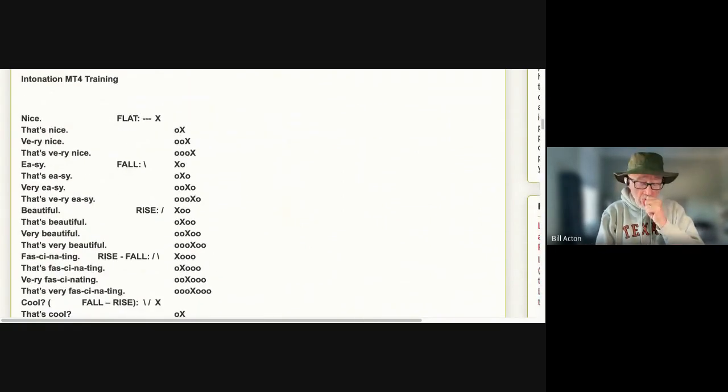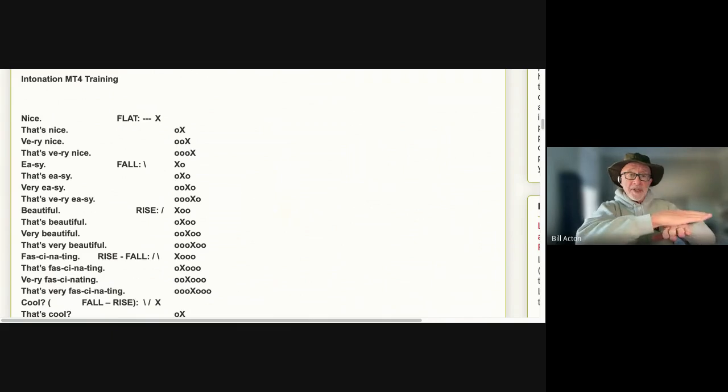But here is, as usual, the MT4 training. I'd recommend you practice these yourself. I'll do them really quickly with you, just to demonstrate them.